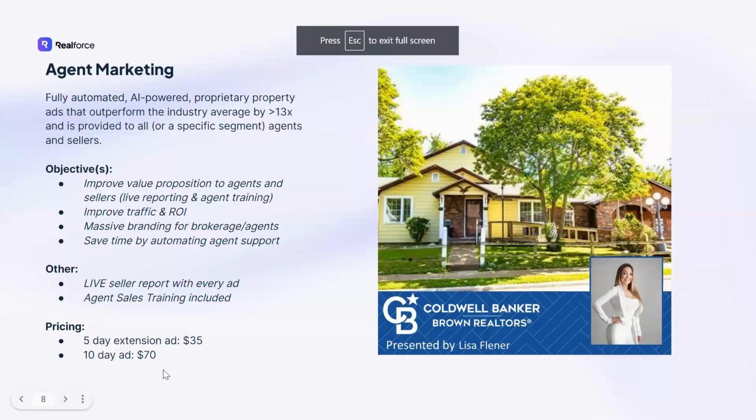Now, if you have, for example, a higher price listing and you want to put a little more budget and time into an ad, we have a second option available as well. So a 10-day ad, which is priced at $70. And typically with social media advertising, the more budget you put in, the better performance you're going to get. So the difference between those two is just that it runs for longer and it will receive better performance because there's more budget put into it.